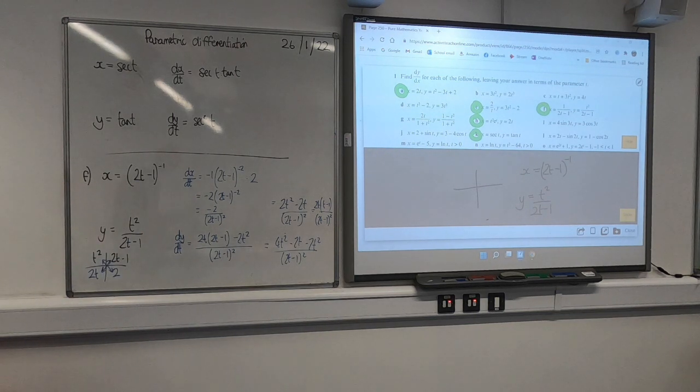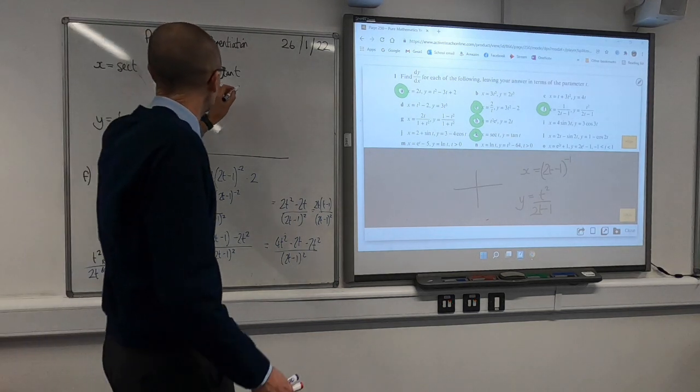I'm going to do something else here though, because eventually I'm going to have to substitute a value into this. I'm going to end up with an expression for dy by dx, and I'm going to have to substitute a value in, and there's no sec button on my calculator, so that's going to cause a problem. So I'm going to rewrite that.